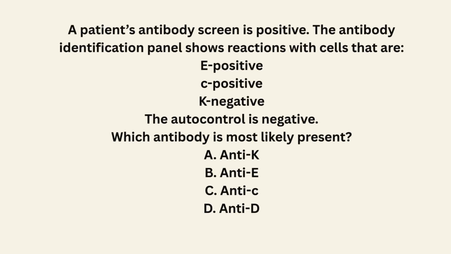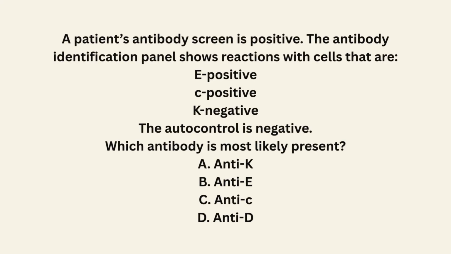A patient's antibody screen is positive. The antibody identification panel shows reactions with cells that are E positive, C positive, K negative. The autocontrol is negative. Which antibody is most likely present? A. Anti-K. B. Anti-E. C. Anti-C. D. Anti-D.